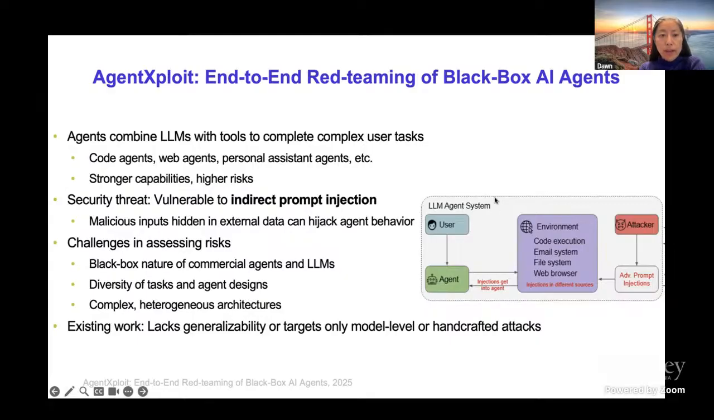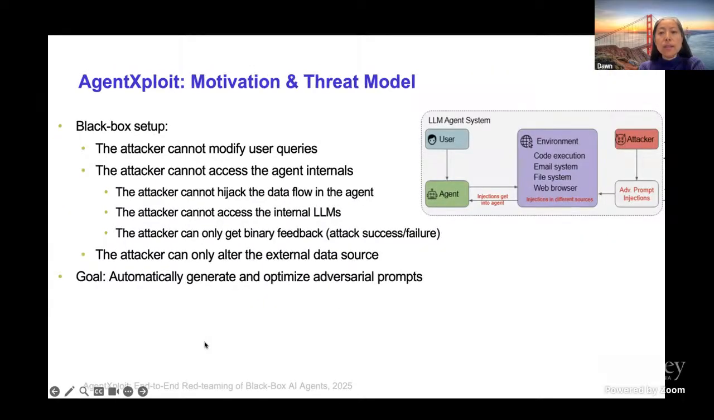We want to do this end-to-end evaluation, in this case, with the black box nature of, for example, commercial agents and large language models. And also we want to be able to evaluate under a diverse set of tasks and agent designs, and with complex heterogeneous architectures. Most previous evaluation mostly focused on model level risk assessments, as I showed earlier, or they only use handcrafted attacks that actually lack generalizability.